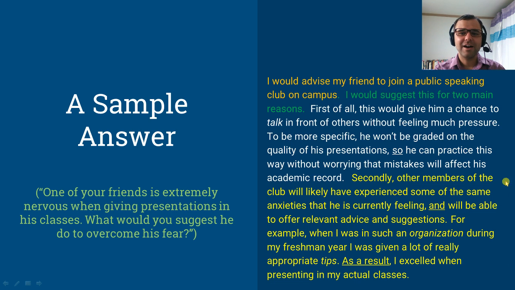Next, notice how I've used italics. Here, here, here. These are instances when I was trying to avoid repetition of a word. I didn't want to repeat "speak." See how I used "speak"? I didn't want to repeat that word, so I changed it to "talk." Likewise, here I said "organization" because I didn't want to repeat the word "club." Here I used "tips" because I didn't want to repeat the word "advice."